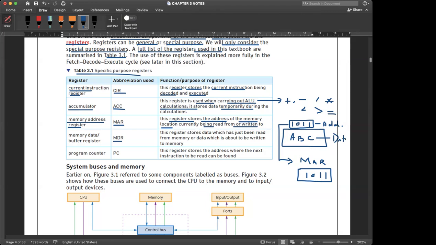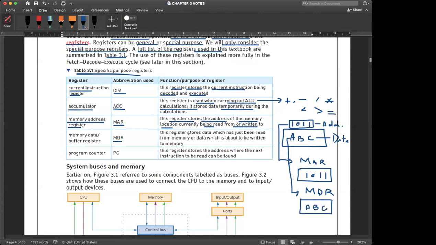In the register 1011, what is the data? ABC. This ABC data is stored where? In MDR. So data is stored in MDR and the memory location is stored in MAR. Is that okay? So MDR stores the data, right?